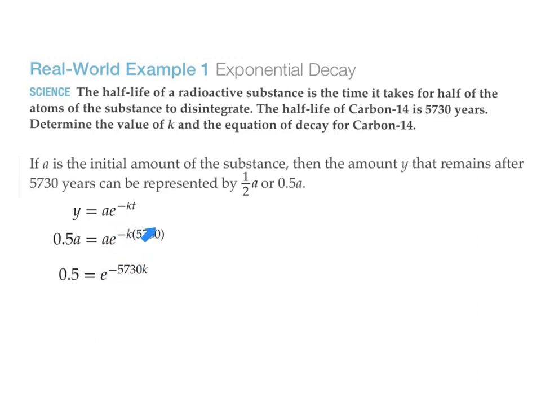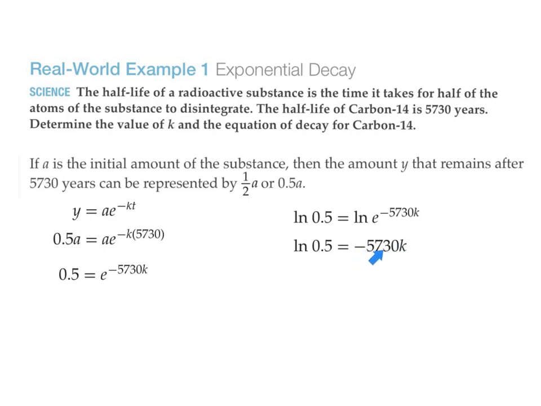Now obviously we flip this around to make it look more like a variable that we're used to seeing, like a coefficient. Since I have the e by itself, what do I need to do to get this power down to be a regular number? Hopefully you said take the natural log of both sides, which is what we do. So the natural log of 0.5 and the natural log of e to the negative 5,730k, and then these basically cancel out. Okay, so I have the natural log of 0.5 equals negative 5,730k.